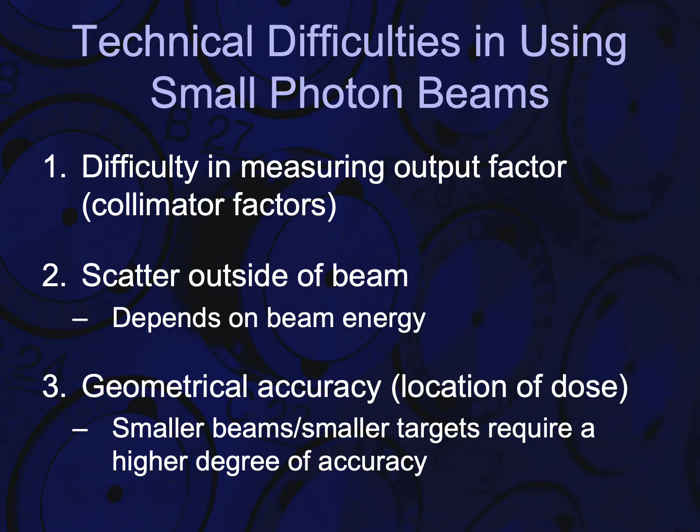So I'm going to divide my talk up into 3 sections. Firstly, we're going to look at the difficulty in measuring the output factor or the collimator factor. That's got to do with the relative loss of energy within a field compared with a reference field. Secondly, we're going to look at scatter outside of the primary beam, and that depends on the diameter of the beam and the beam energy. And then thirdly, we're going to look at geometrical accuracy, that's the location of the dose. And we know that smaller beams and smaller targets require a higher degree of accuracy.